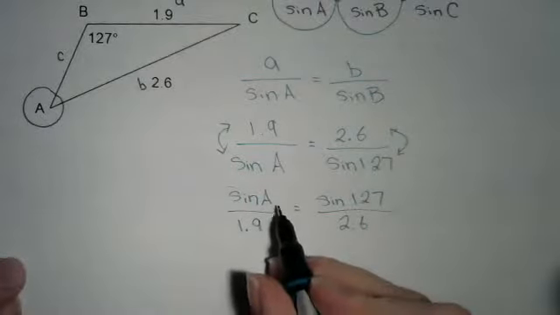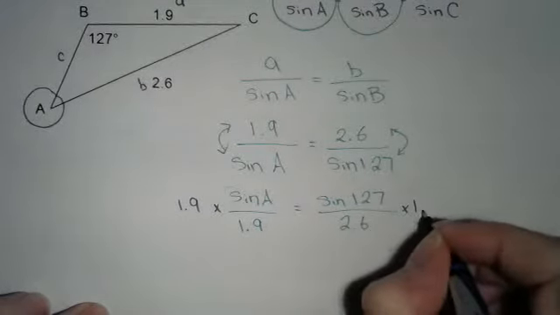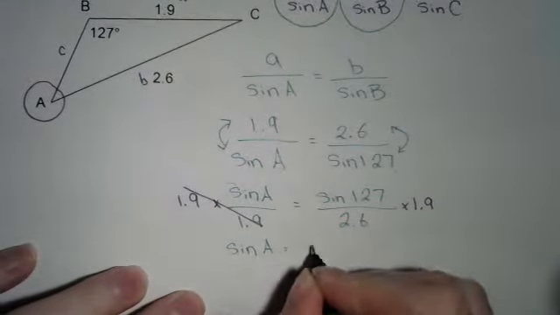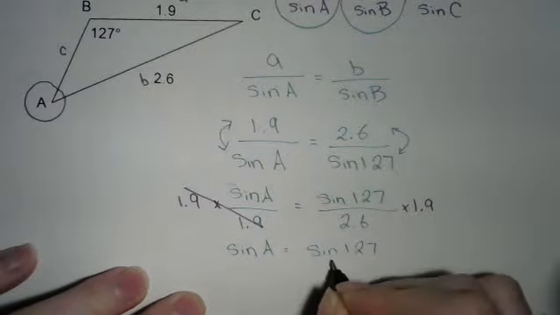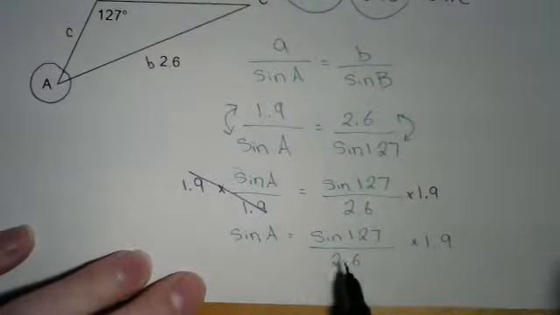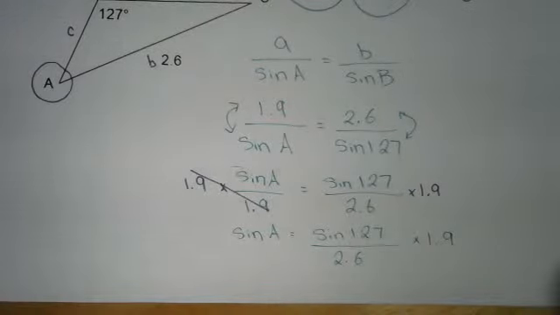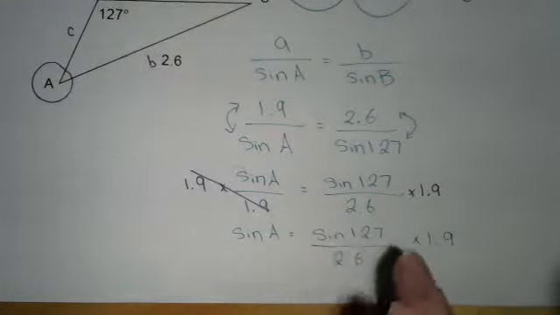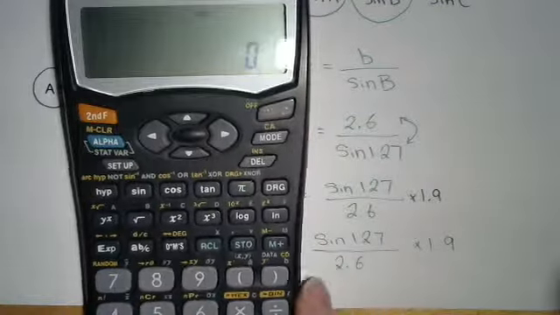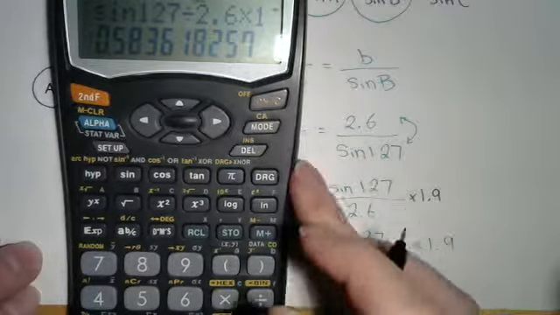Now we need A all by itself. We need to get rid of the 1.9. Do the opposite. It's being divided, so we're going to multiply both sides by 1.9. So we're left with sine of 127 divided by 2.6 multiplied by 1.9. At this point you can calculate this as a number and then move the sine over. Rearranging big things I don't mind doing at all, but if you would rather just calculate this, it's just some number. So we're going to calculate it. Sine of 127 divided by 2.6 multiplied by 1.9 is equal to 0.